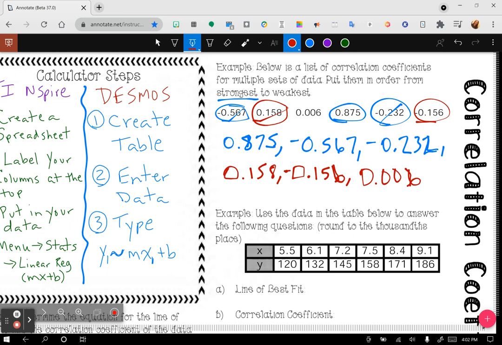When you're doing strongest to weakest, the negative does not matter. The negative just tells you how the correlation is, if it's a strong negative or a strong positive correlation. But strength-wise, you only care about the numbers, not the sign, positive or negative.